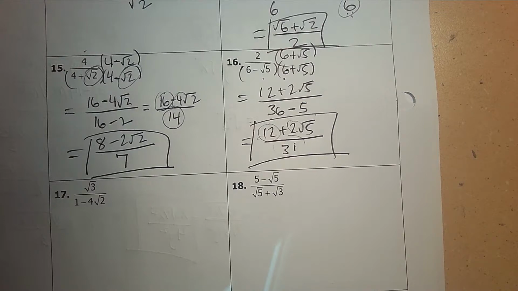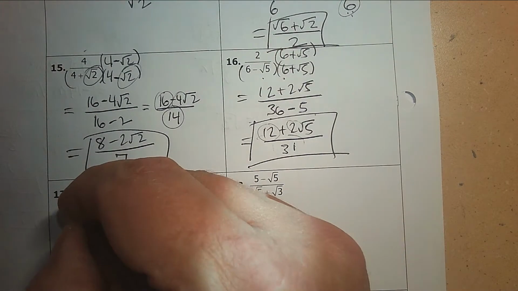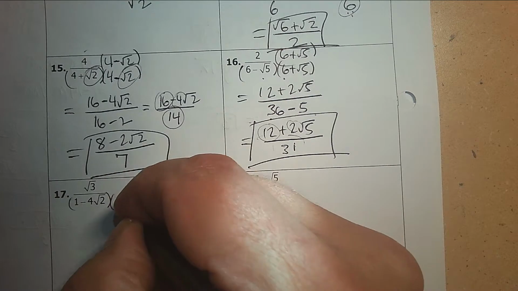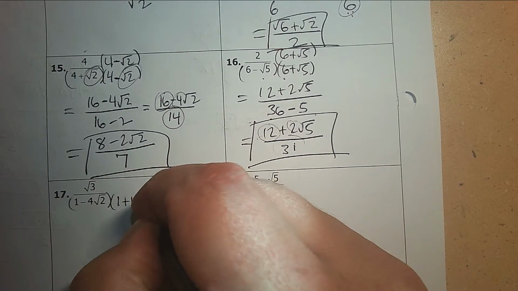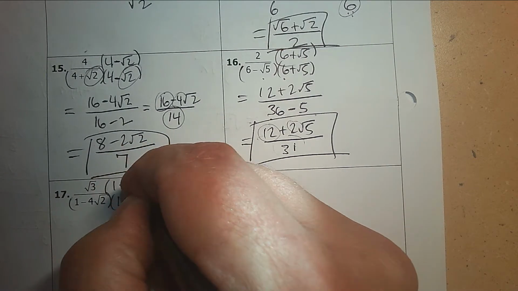We always look to see, is there something simplifiable? Are they prime? They all are prime. Do we have a binomial in the denominator? So what's the conjugate of that? 1 plus 4 root 2. 1 plus 4 root 2.